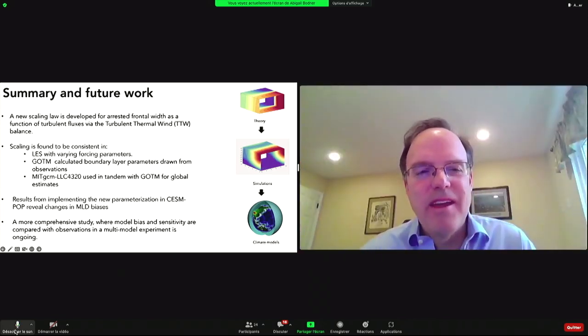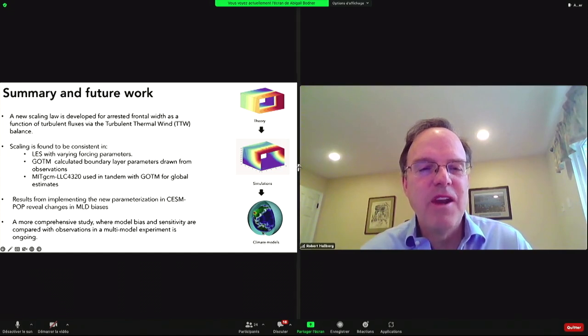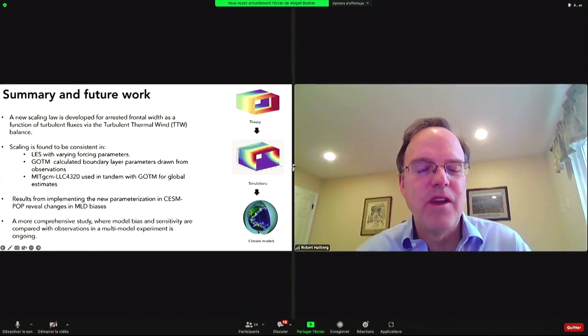Hey, Abigail, as always, this is fantastic work. I love the fact that you've gotten rid of this dimensional parameter that's kind of a glaring flag that says there's a lot here we don't understand, and replaced it with solid theory.